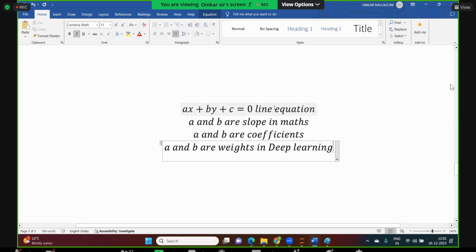Ax plus by plus c equal to what? It is the line equation. A and B are generally slopes, and they are only coefficients, only weightages. All are the same names, but when the subject changes, the meaning changes. The same thing we called slopes in school days, but now we are calling coefficients.